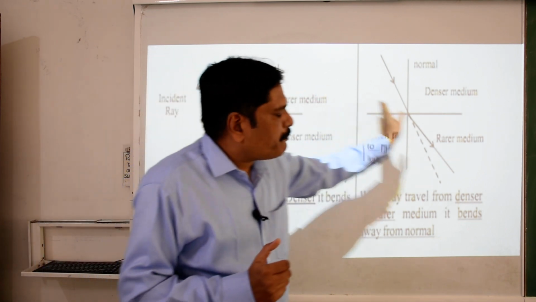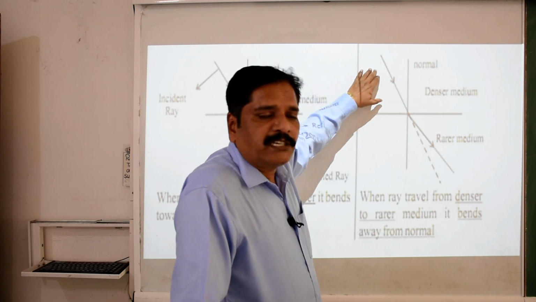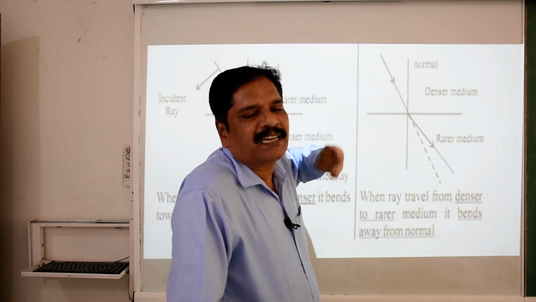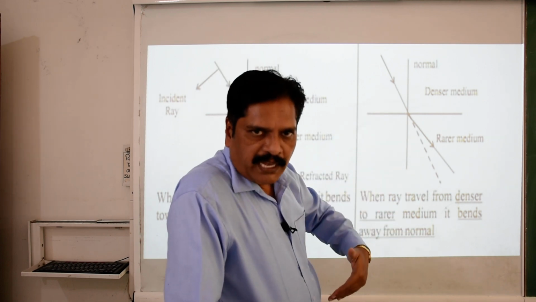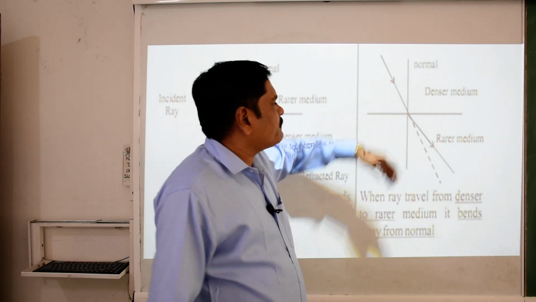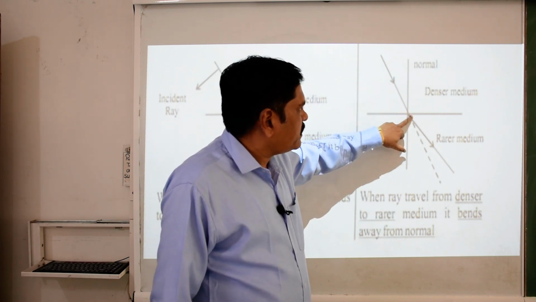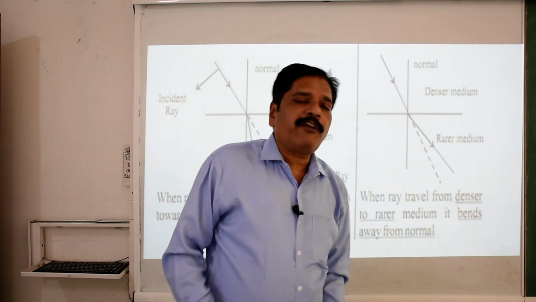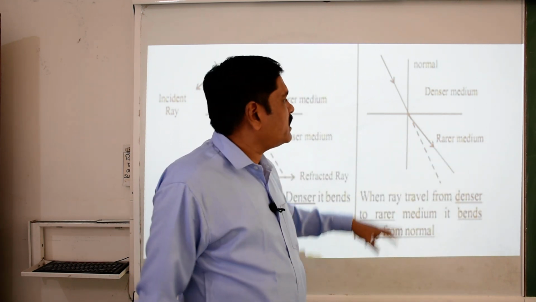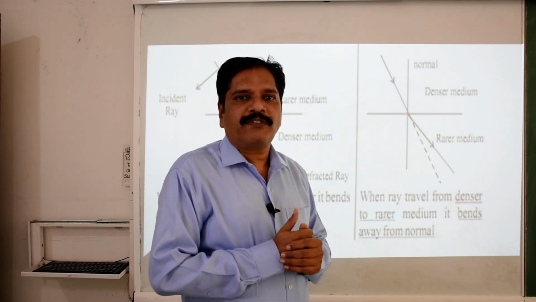Okay, just opposite with this. In this case, when light is moving from denser to rarer, such that it is moving from glass to water or from water to air, then this condition will be there. This is the incident ray, this is the normal, this is the point of incidence. Then surely, instead of going straight, it will move away from the normal. That means the angle of refraction will be greater than the angle of incidence.